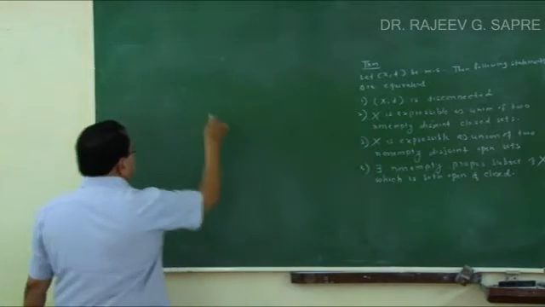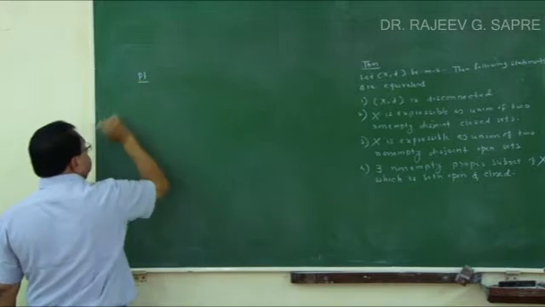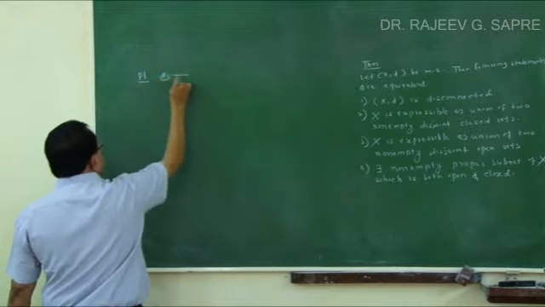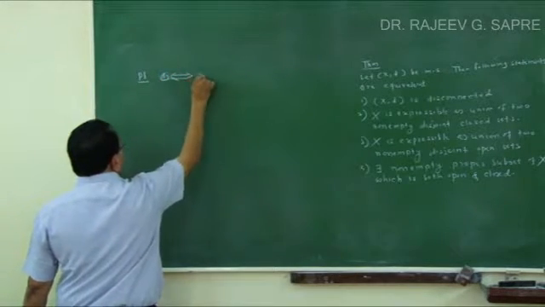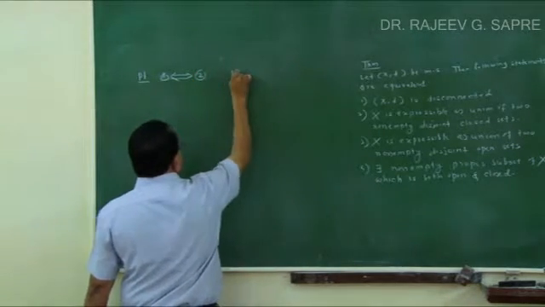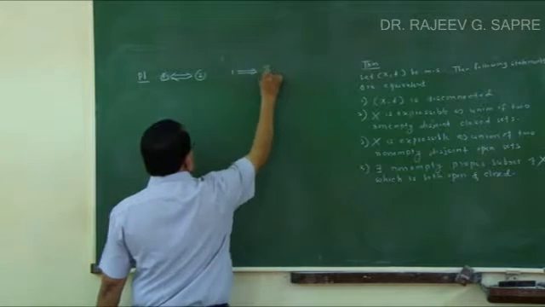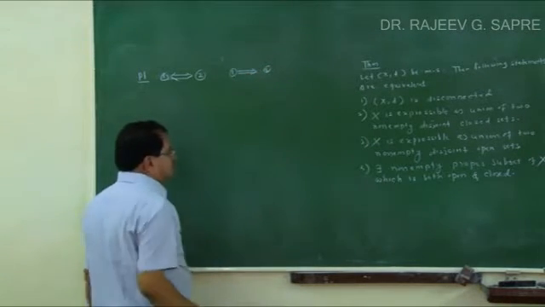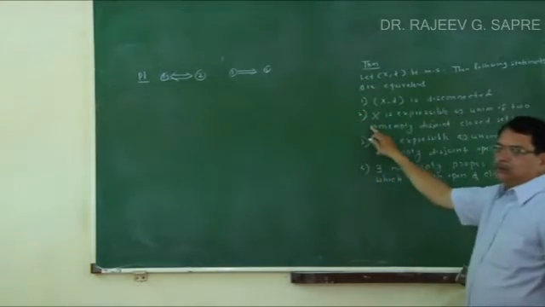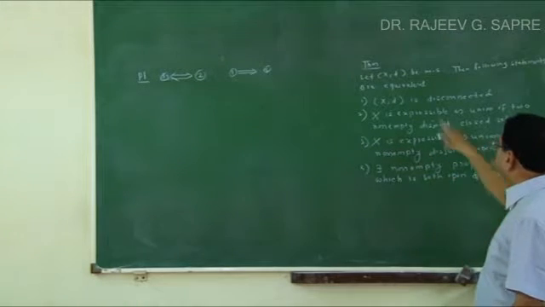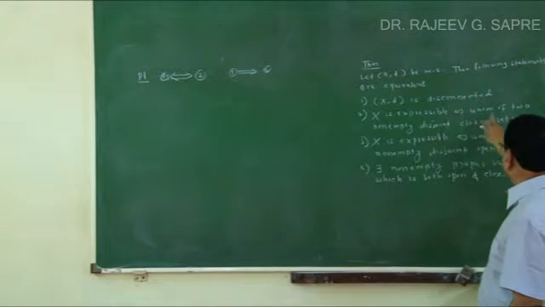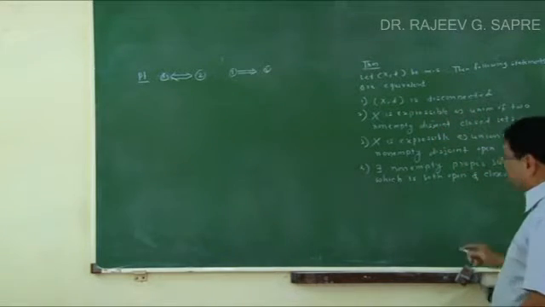Okay, so proof. I want to prove 1 implies 2 and 2 implies 1. Also, we want to prove 1 implies 3 and 3 implies 1. Both these things. How can it be done? Once you want to prove 1 implies 2, we assume X is disconnected, and we want to prove X is expressible as a union of two non-empty disjoint closed sets.